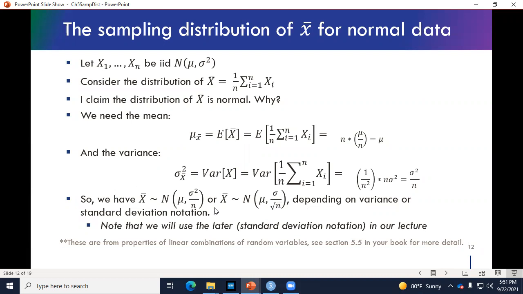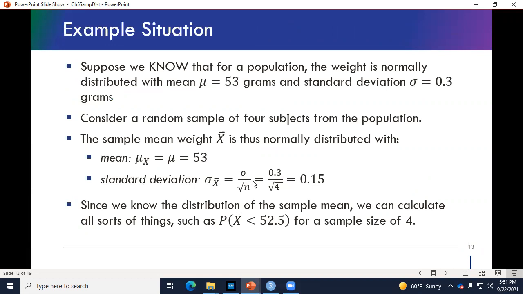So we will use this standard deviation notation for the normal distribution. This is something important. We have an example here. Suppose we know that for a population, the weight is normally distributed with mean mu equal to 53 grams and standard deviation sigma equals 0.3. These are the parameters for the population that we are assuming we know.